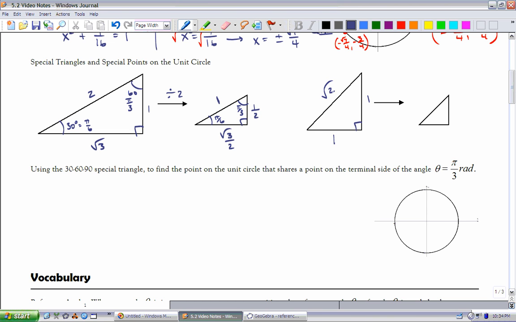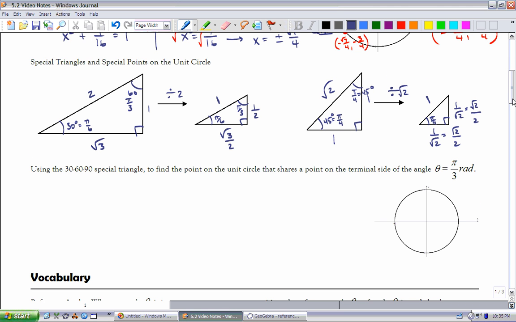In our other triangle, which was a 45, 45, 90 triangle, or a pi over 4, pi over 4, pi over 2 triangle, we again are going to make the hypotenuse equal to 1, and really if you look, how we did that was we just divide everything by the square root of 2. So each side here is 1 over the square root of 2 and 1 over the square root of 2, and if we rationalize those, that's the square root of 2 over 2 and the square root of 2 over 2.